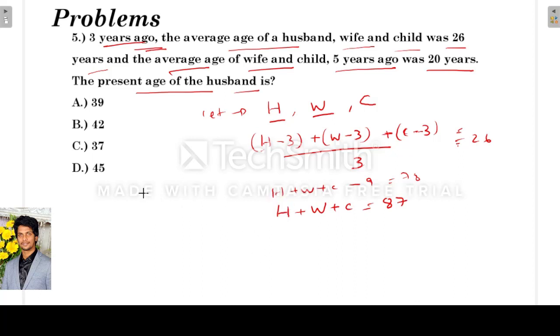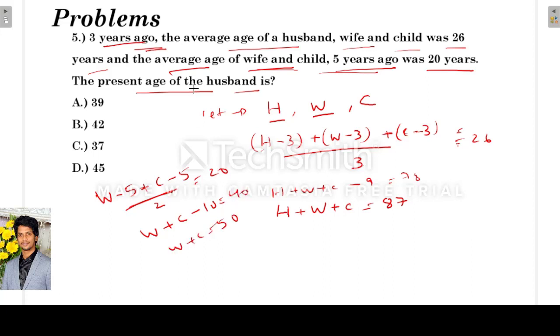So next they are telling average age of wife and child 5 years ago. So wife and child 5 years ago means they will be 5 years younger by 2, because only wife and child. 2 is 20. So from this we can say wife plus child minus 10 is equal to 40. So nothing but wife plus child is equal to 50.